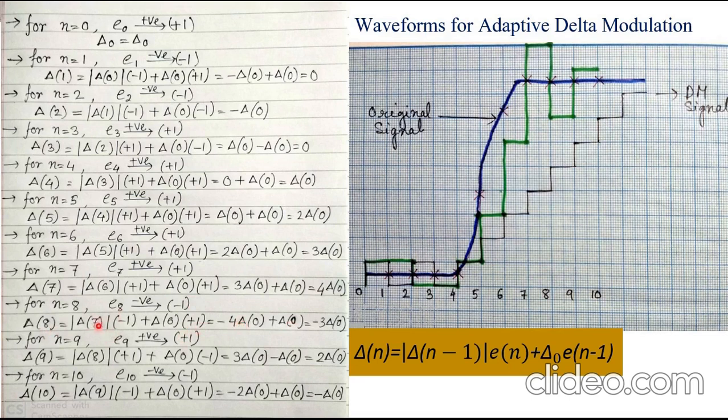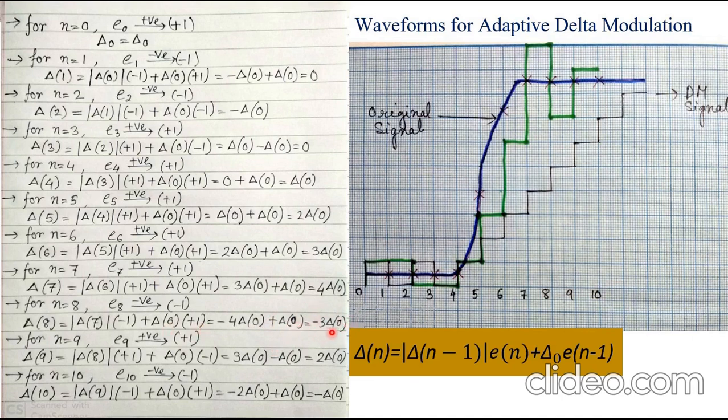Okay, sorry, the value of delta 7 is 4 delta 0. So 4 delta 0 into -1, that is -4 delta 0, plus delta 0 into +1, that is delta 1. So -4 delta 0 plus delta 1, it will be -4 delta 0 plus delta 0, it will be -3 delta 0.